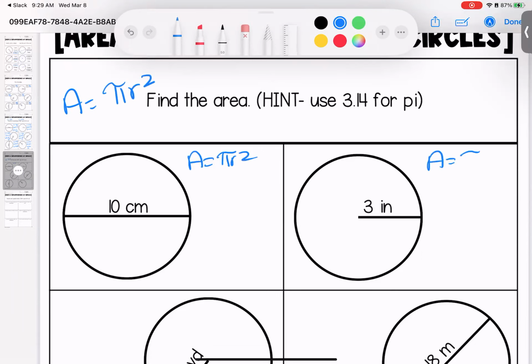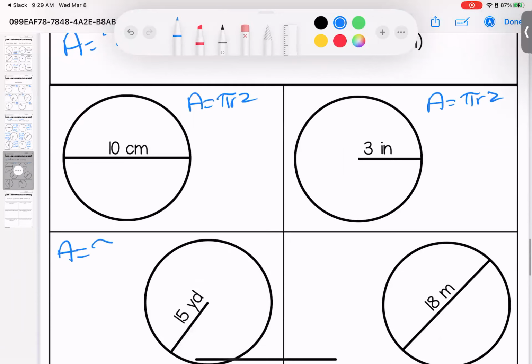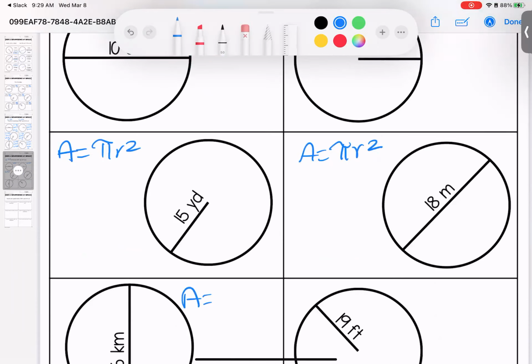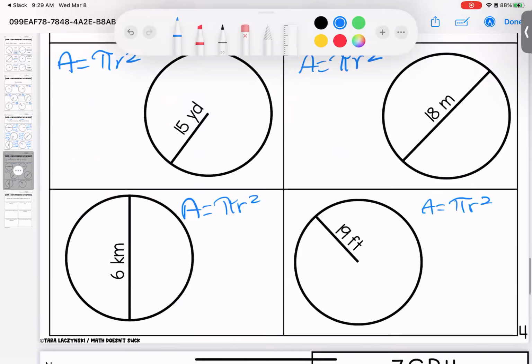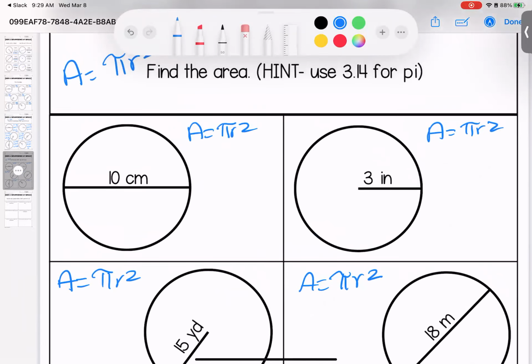So I'm going to go in here and fill in my formula because we're going to use the same thing for all of these. Pi r squared, pi r squared. Now this one, I personally think is the easiest for you to make errors putting it into the calculator because of the square. So what I suggest if you have just a traditional calculator is to start with the radius.